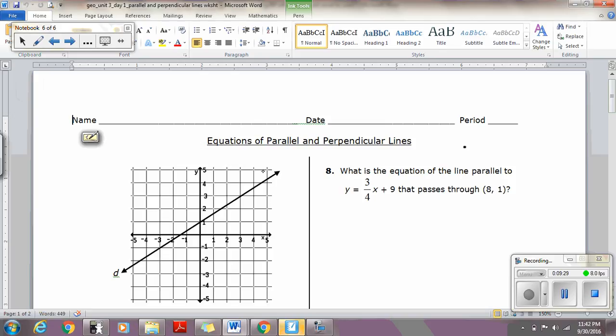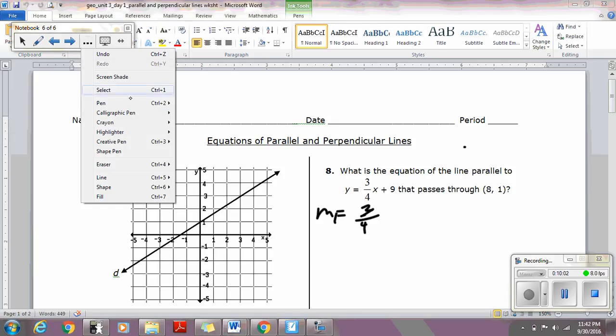All right. Number 8 says, what is the equation of the line parallel to y equals 3 over 4x plus 9 and passes through the point 8, 1? So the purpose of giving you this equation is so that you can identify the slope that is given. And the slope in this equation is 3 over 4. So that's the given slope. That's slope 1.